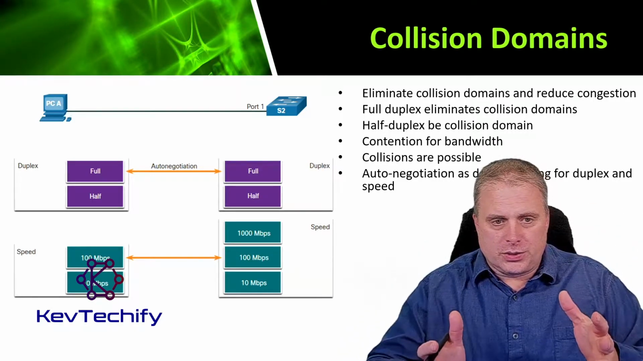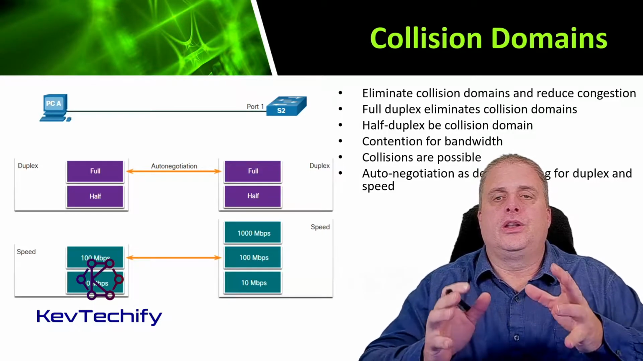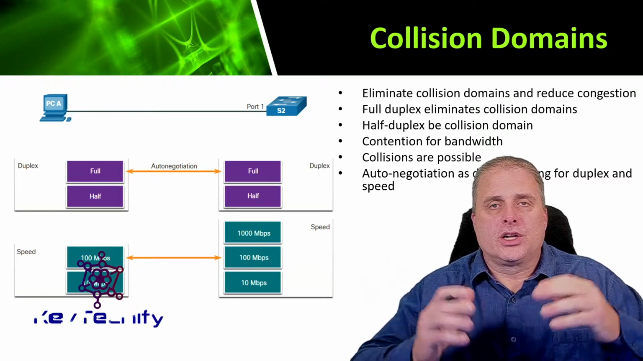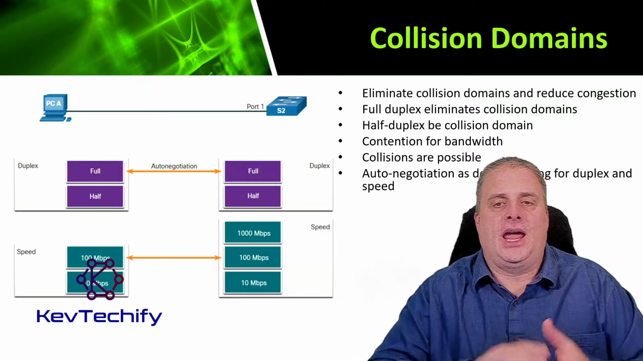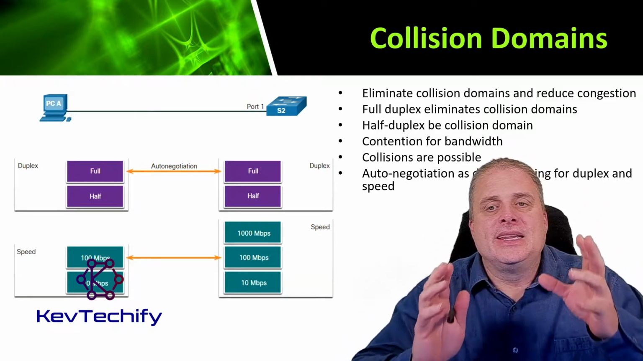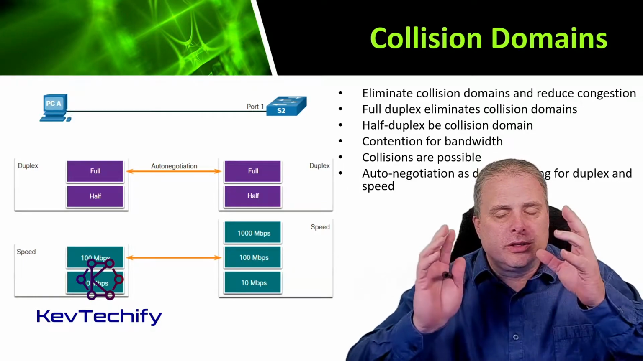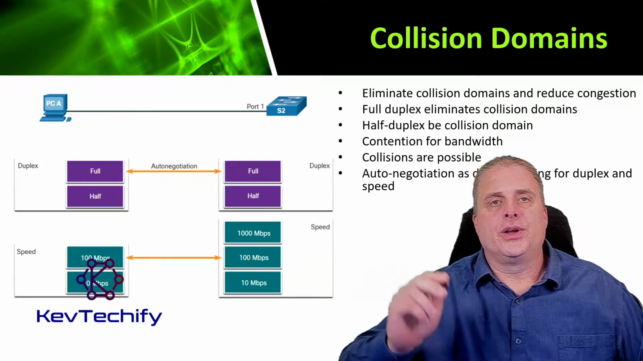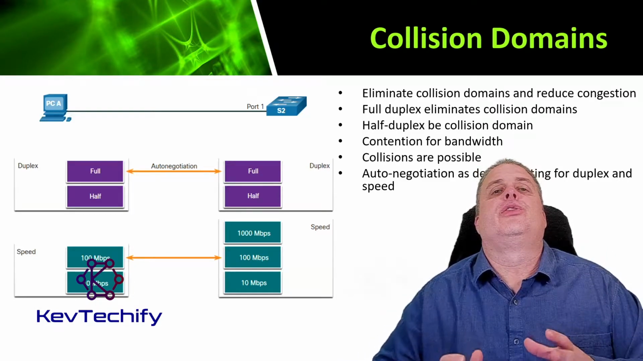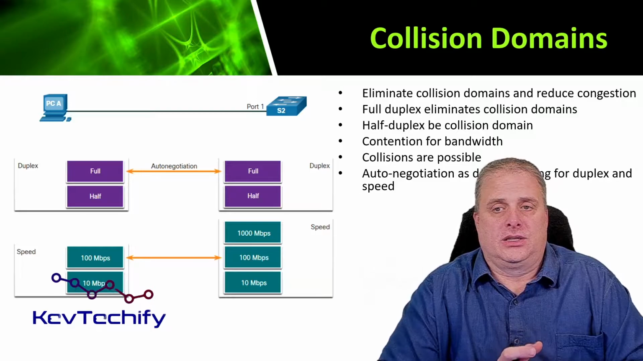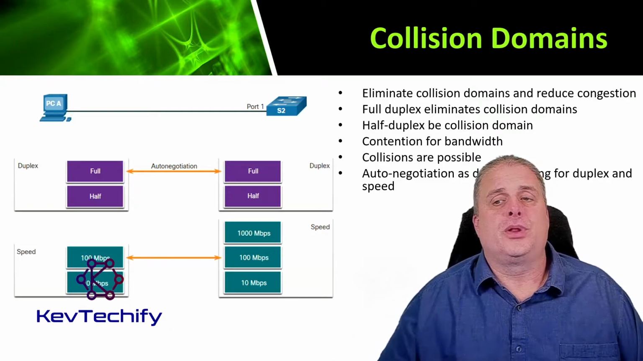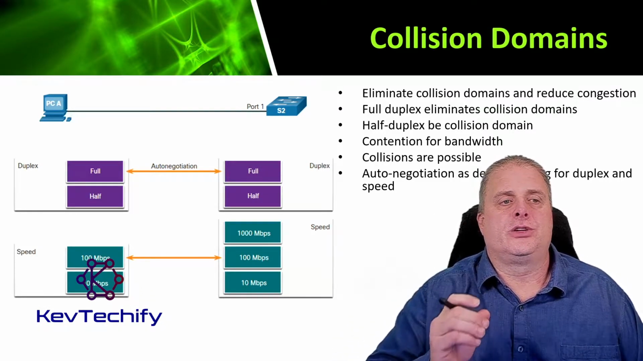As we talk about our switches and setting up our network, we need to talk about a collision domain. A collision domain is a part of a network where collisions can happen. If you eliminate collisions, you eliminate those collision domains, and it's going to reduce congestion. Data is going to get through your network faster, and you're going to have fewer errors. Now, full duplex eliminates collision domains.